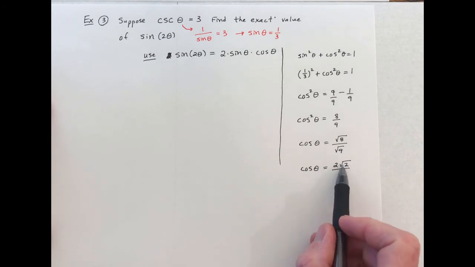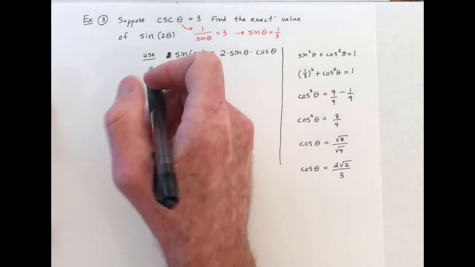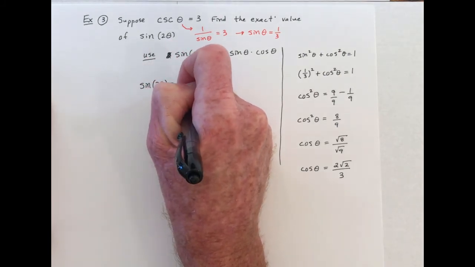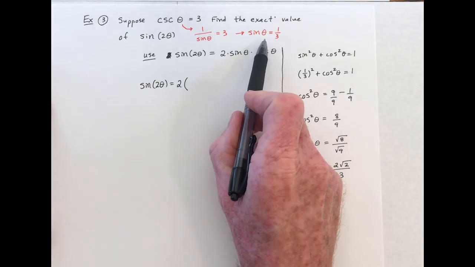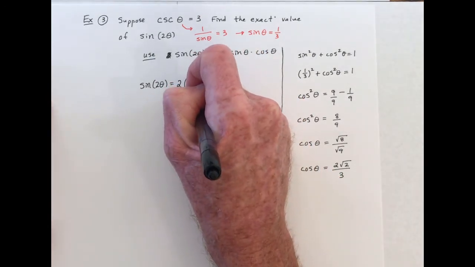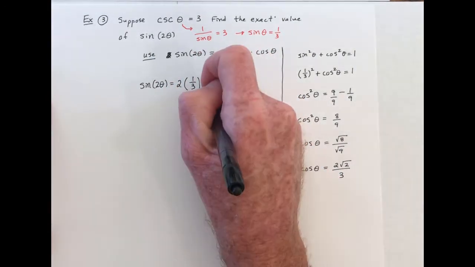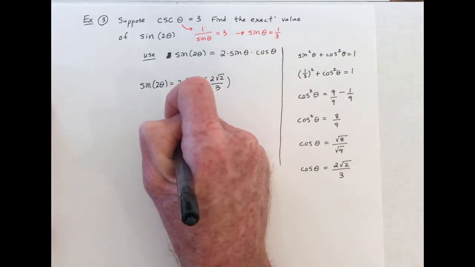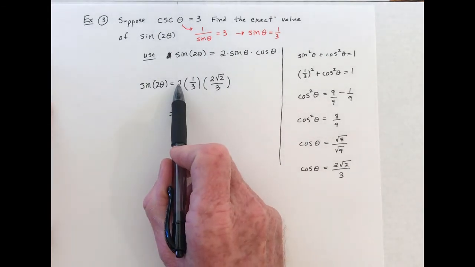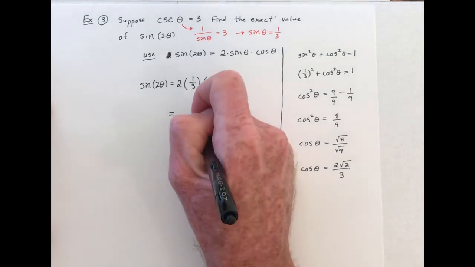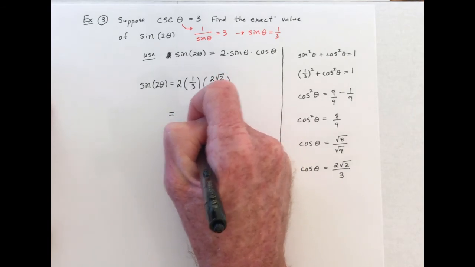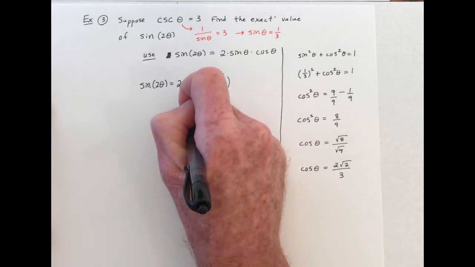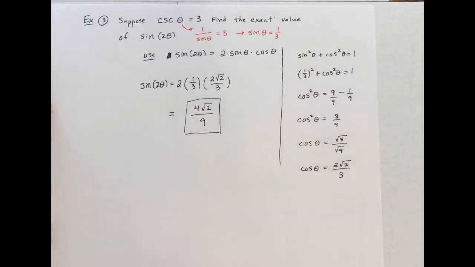So now take this and plug it in right there. So sine of 2 theta will equal 2 times, sine is equal to 1/3, cosine is equal to 2 radical 2 over 3. And multiply on the top, so it's going to be 2 times 1 times this, which is going to be 4 radical 2. And on the bottom, there's 3 times 3, which is 9. And that is the final answer.